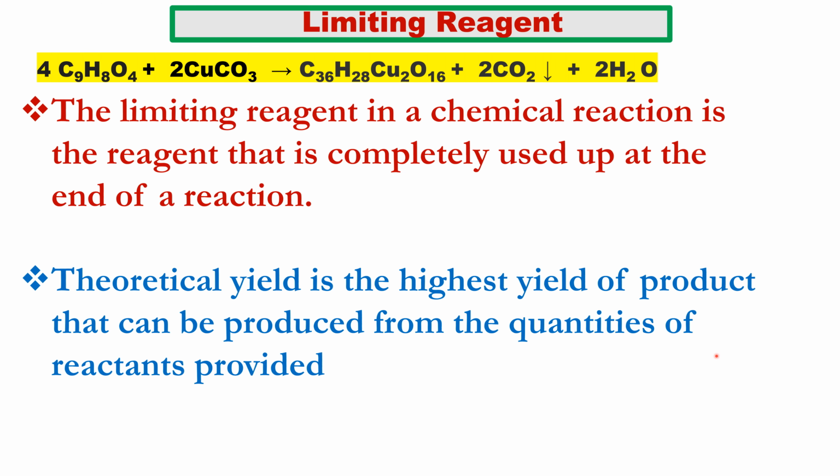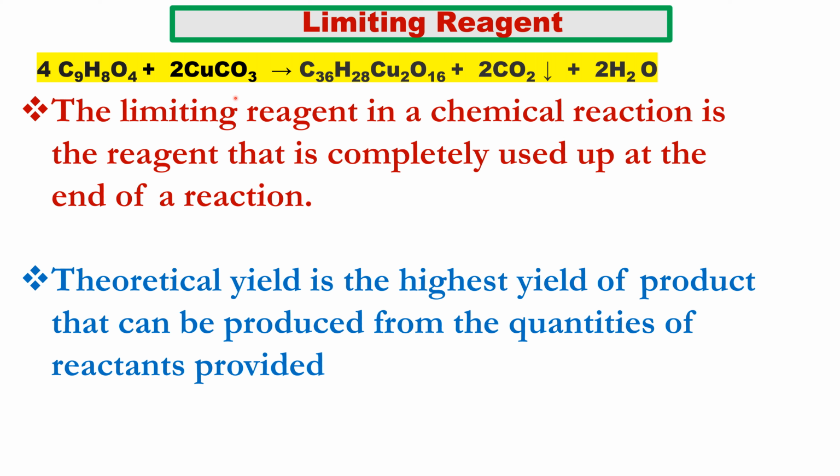What is a limiting reagent? During chemical reactions, some reactants are used in excess. When this happens, the number of moles of the reactant that is used in excess will be more than the number of moles of the other reactant that is not used in excess. For instance, in this chemical equation, this is acetylsalicylic acid and this is copper-2 carbonate. Acetylsalicylic acid is in excess because we have 4 here and 2 for copper-2 carbonate.